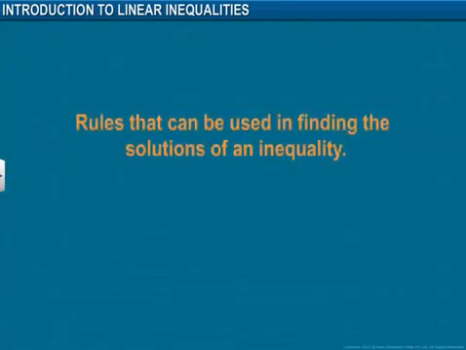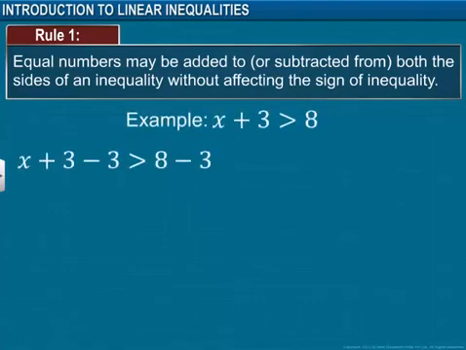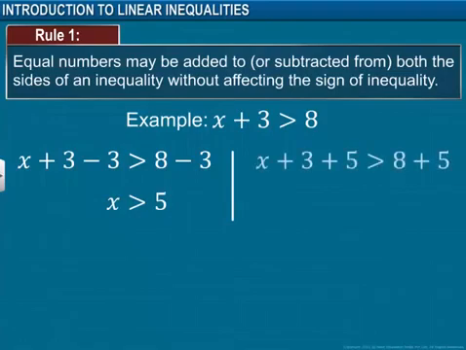We will use some rules that can be used in finding the solutions of an inequality. Equal numbers may be added to or subtracted from both the sides of an inequality without affecting the sign of inequality. Let's see an example. Let's subtract 3 from both the sides. Now, the nature of the inequality does not change. This applies for addition also.